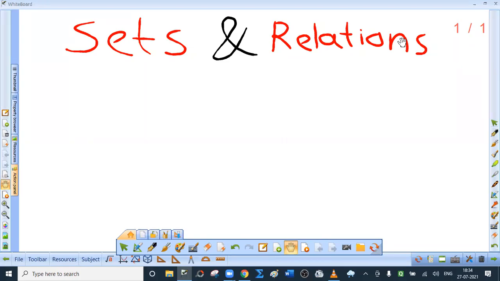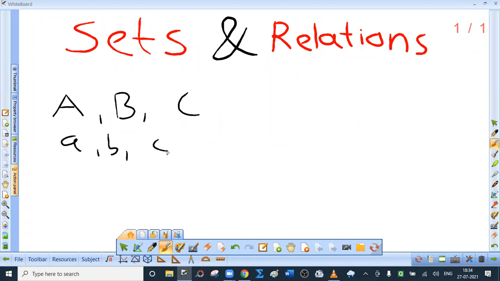So how is a set defined? A set is defined as a collection of well-defined objects. That is very important: a collection of well-defined objects. You know that sets are usually denoted by capital letters like A, B, C, etc. Objects which form a set are called elements of the set, which are usually denoted by small letters like a, b, c, etc.